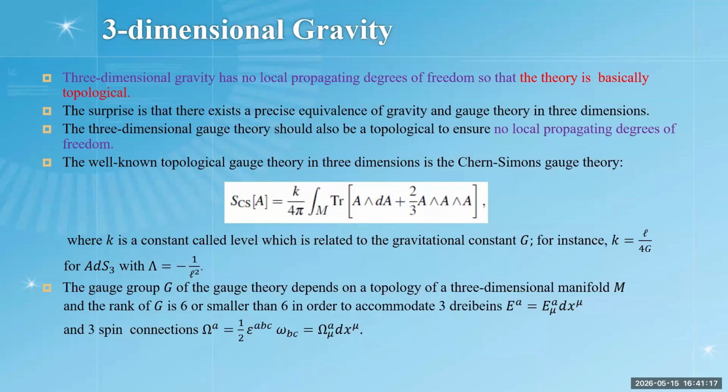So, in 3 dimensions, we have 3 dreibeins and 3 spin connections. And then we have a rank 6 gauge group. But of course, if we consider product space, I will introduce Thurston geometry. Some of Thurston geometry is product space. In that case, we need a smaller group. Actually, we have three spaces with rank 6, but mostly the rank is 4 or 3. I will show you later.